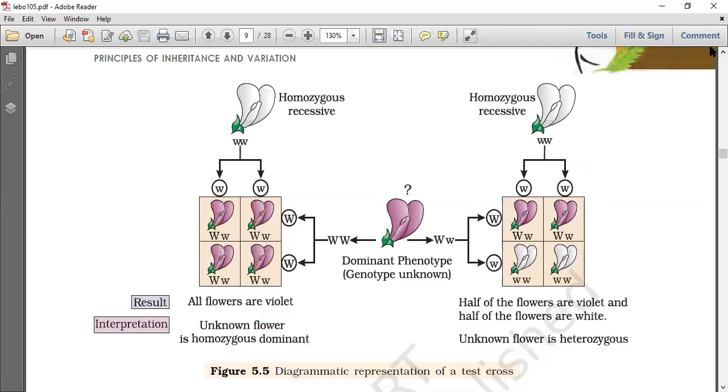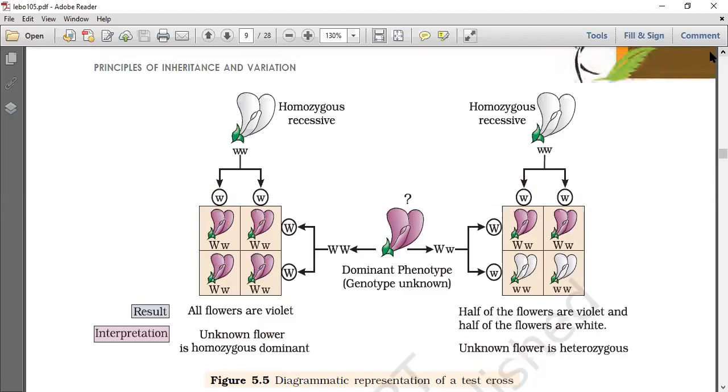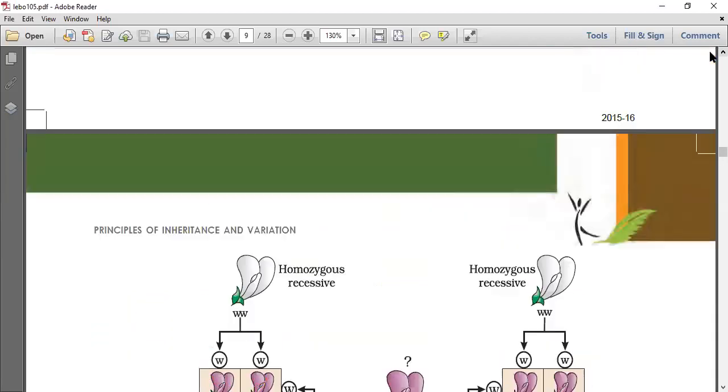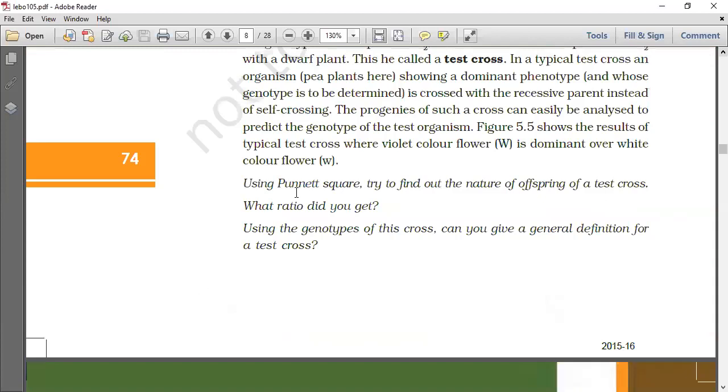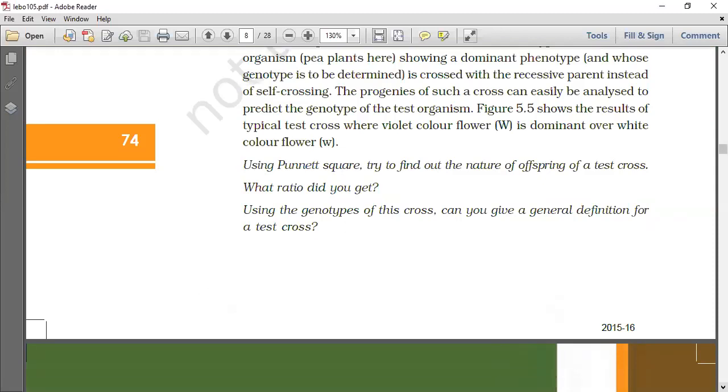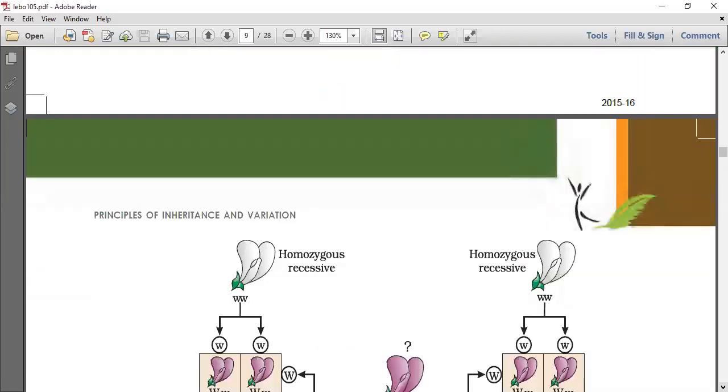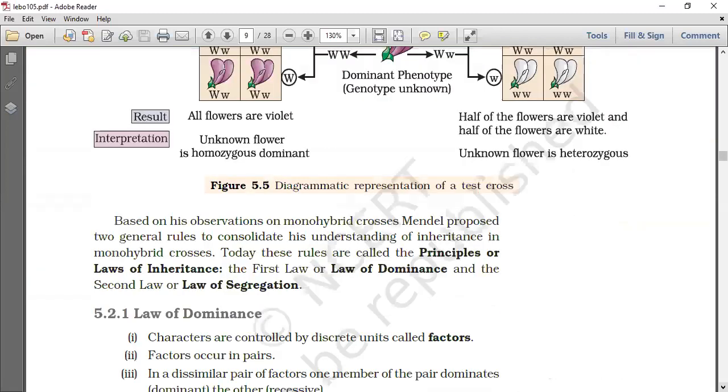That same example we have explained earlier with the help of violet and white flowers. Using a Punnett square, try to find out the nature of offspring of a test cross. What ratio did you get? That we did just now. Using the genotypes of this cross, can you give a general definition for test cross? Yes, F1 crossed with the recessive parent is called a test cross. It is to know whether the F1 plant is homozygous or heterozygous.